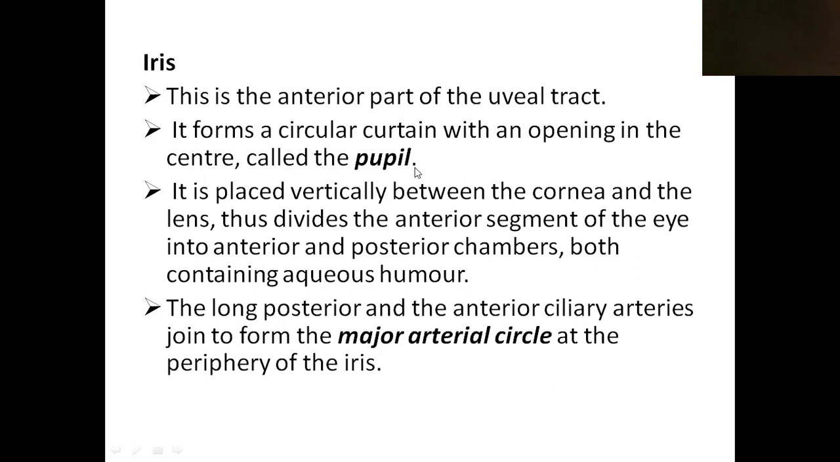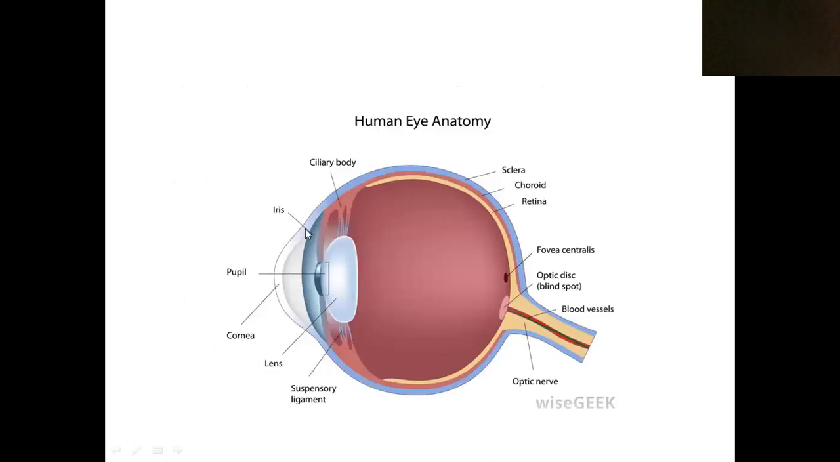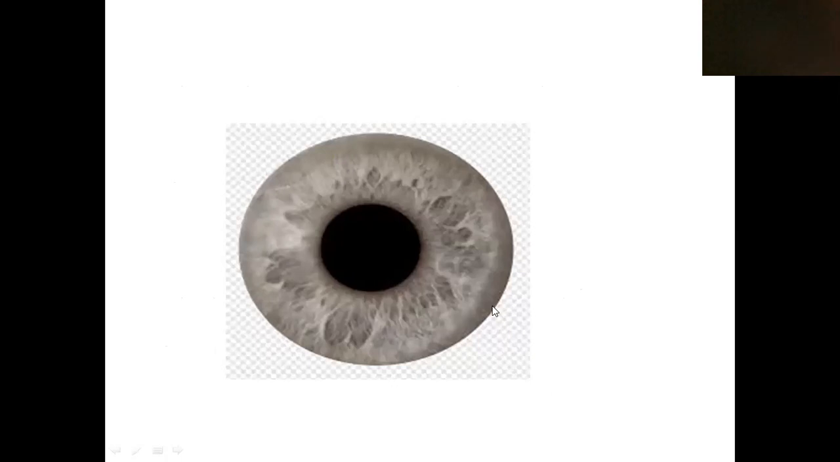That central opening is known as the pupil. We'll check it. This is the diagram of the iris, a circular structure with a central hole. This one is the actual anterior view. In this diagram, we are seeing this section of the iris: the upper part, the lower part, and this is the hole. Anyway, this is the anterior view of the iris.